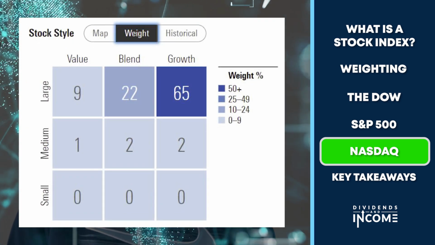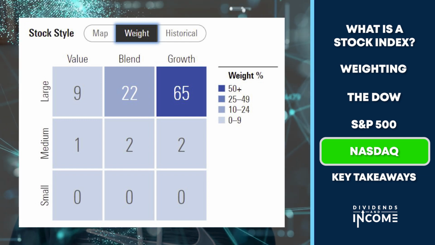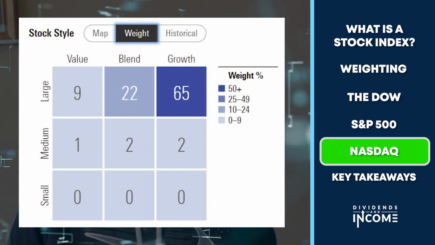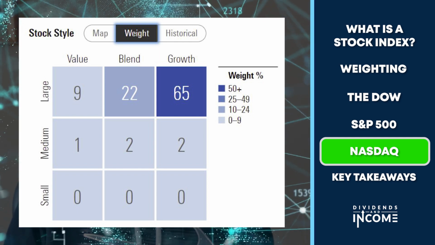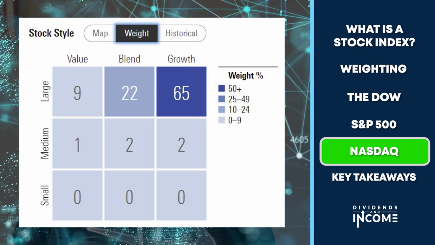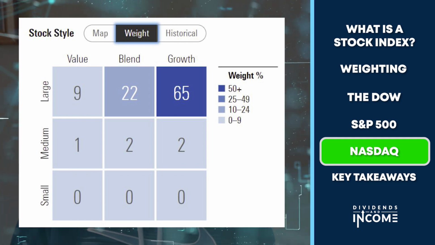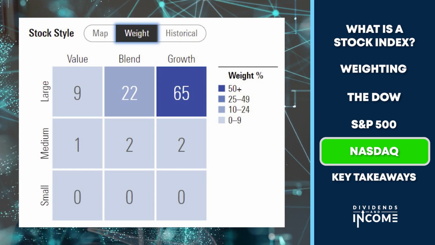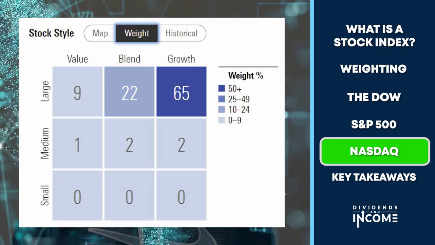Okay, here's another style box. I just want to show you guys this because it is the style box for the NASDAQ 100, that compact version of the NASDAQ composite that I talked to you about. And here we see even a higher tilt towards large cap growth companies. This index is totally dominated by large cap growth companies. 65% of its weight is in that element of the style box. All but 5% of the weight of the whole index is in large cap stock.